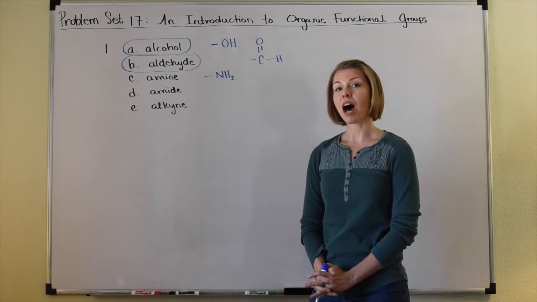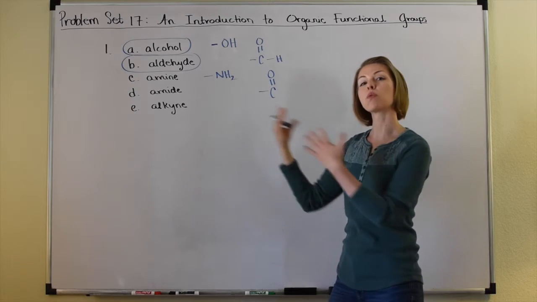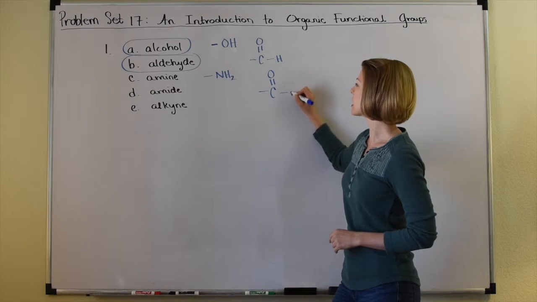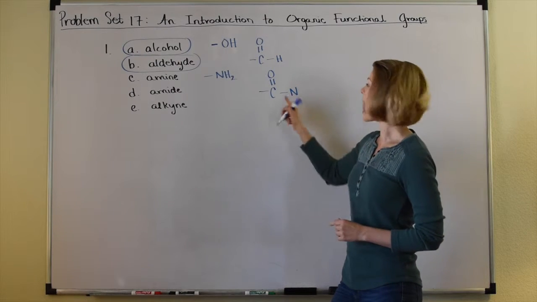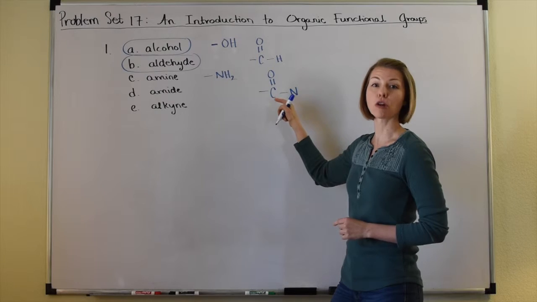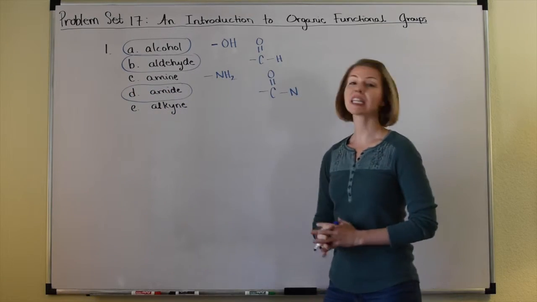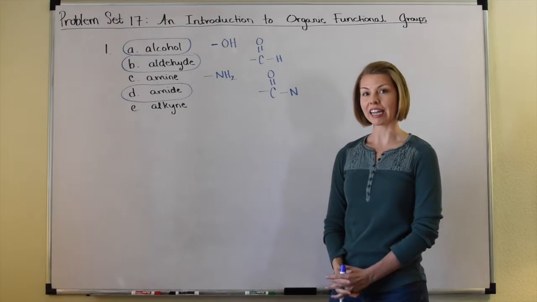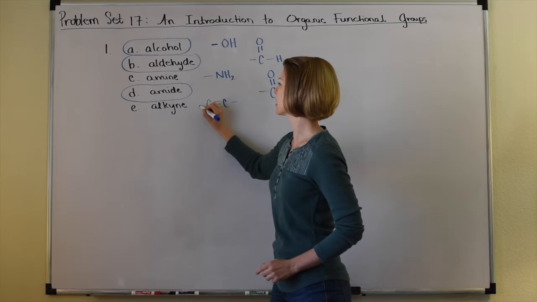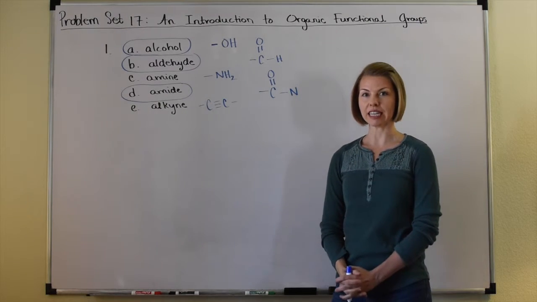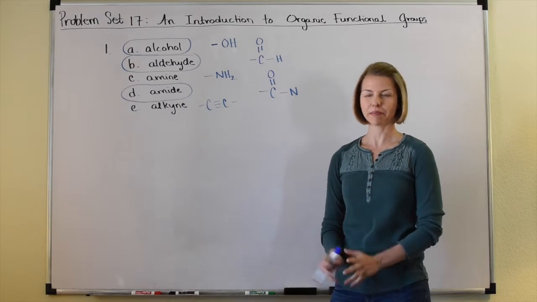D, the amide. The amide functional group has a carbonyl, and on one side of that carbonyl there is a nitrogen. So you should circle D. The amide contains a carbonyl, and a carbonyl does have an oxygen. And finally, E, the alkyne is a carbon-carbon triple bond. So you should not circle E. The alkyne functional group does not contain an oxygen.